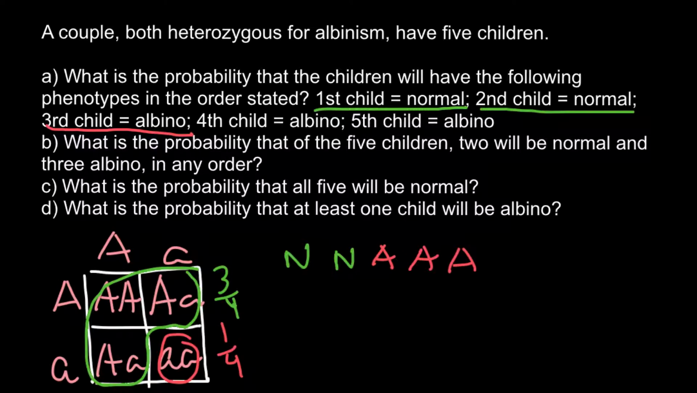As you see, for the first child to be normal, the probability would be 3/4. So let's put this number here. 3/4 is the probability that the first child would be phenotypically normal. And the probability that the second child would also be phenotypically normal would also be 3/4. And for the third child to be affected, probability would be 1/4. 1/4 for the fourth child and 1/4 for the fifth child.